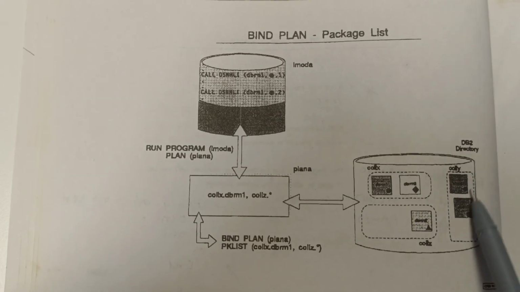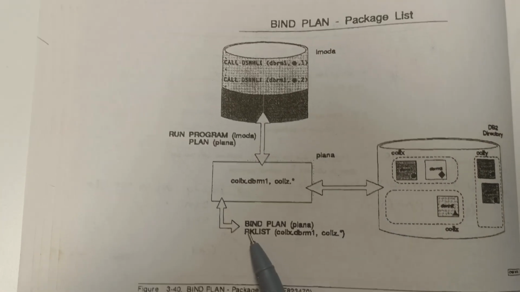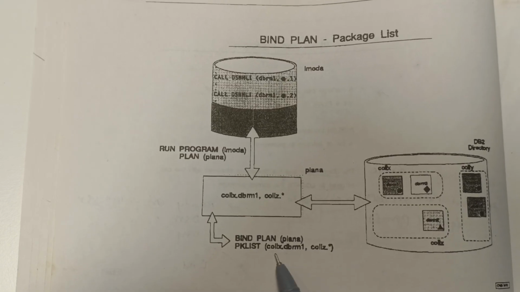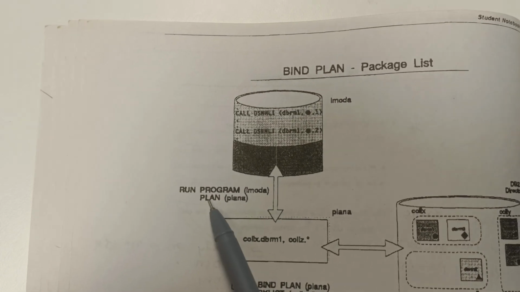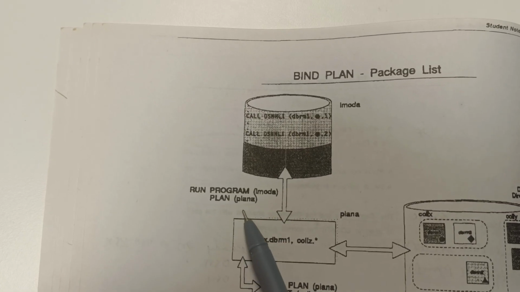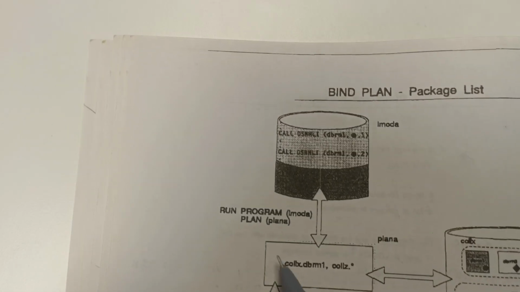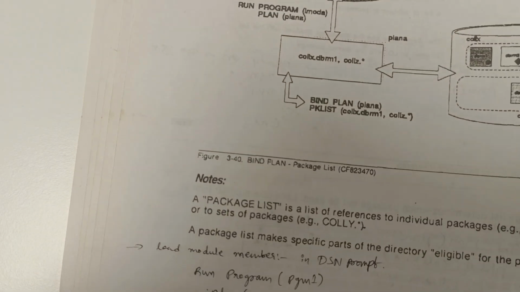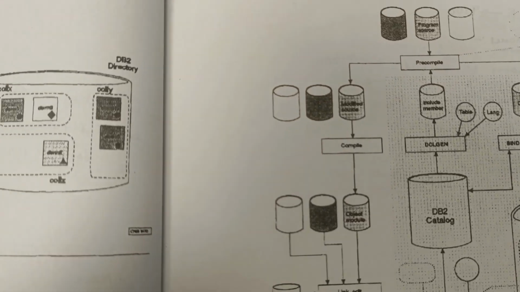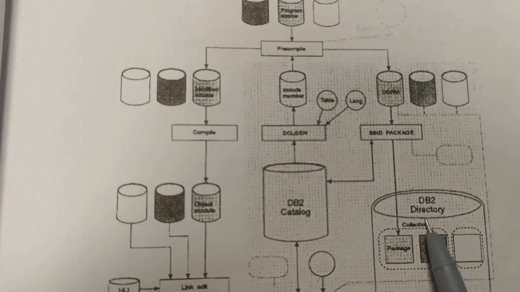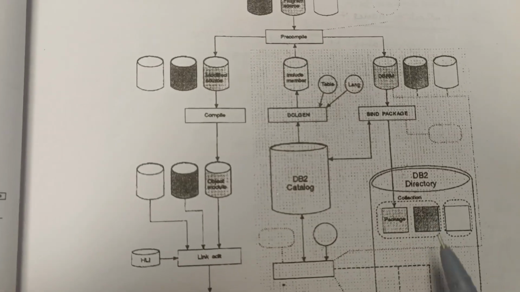First we need to run the bind plan with the package list. After executing bind plan, this is the runtime execution of the program. How do we find which package corresponds to the plan? We use run program with the plan name. This is a diagram of what we have seen: the DB2 directory, collection and the packages.